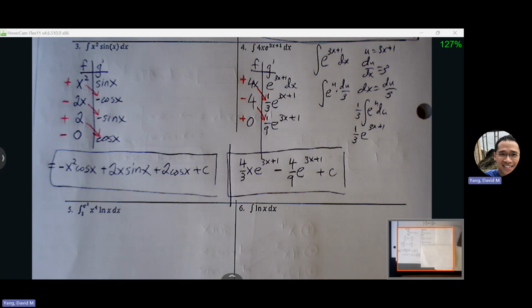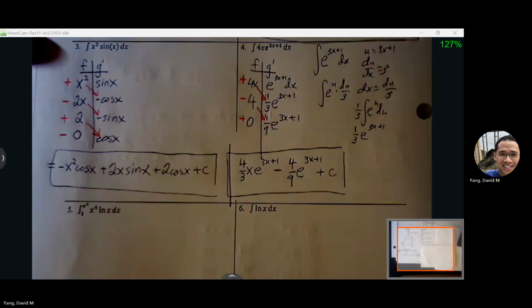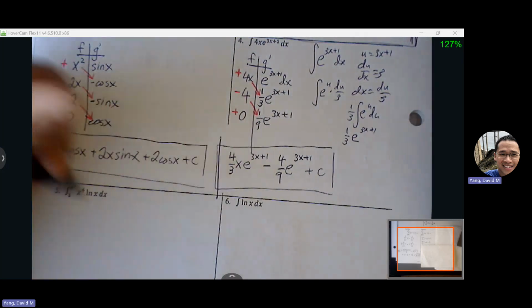Number 5, what do you notice is different? Oh. Yep. And what else? They're bounded, yeah. So we got to worry about the bounds at the end. We can't just stop with plus c. We got to evaluate the bounds. But we can't go through the tab method, right? Because there's natural log involved. If we use f being natural log, we're going to not be able to have a stopping point. So we're going to let our f be our natural log, and our g prime be our x to the fourth.